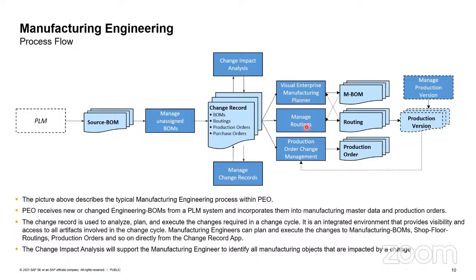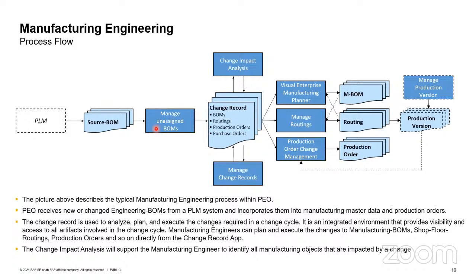It starts from the PLM. SAP PEO, S4HANA PEO can receive the source BOM from the PLM system. The source BOM can be an engineering BOM, or it can be a preliminary MBOM, or it can also be a shop floor BOM. Okay. So once we receive the engineering BOM, we'll create a planning scope, like assigning it to a specific plant and assigning the source and target change record.